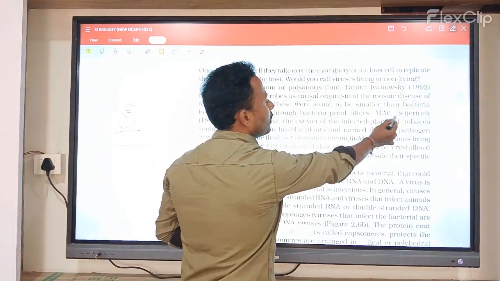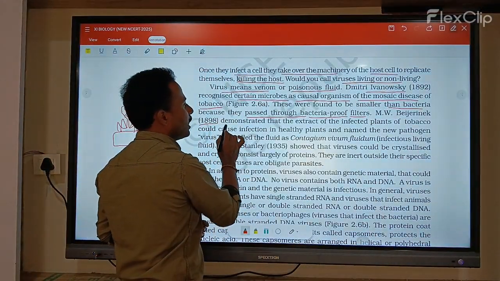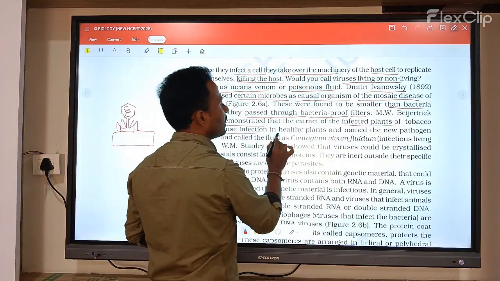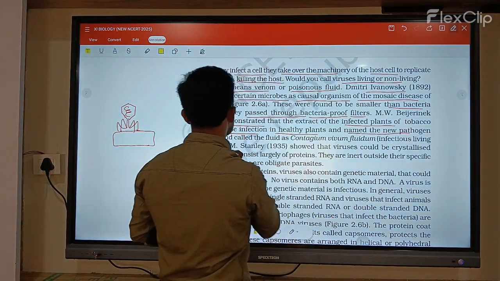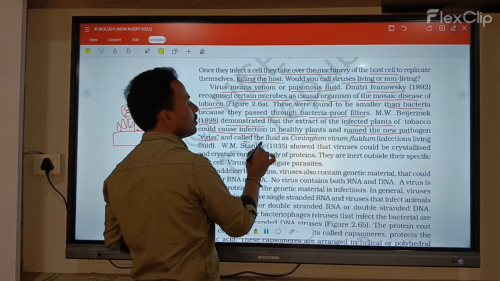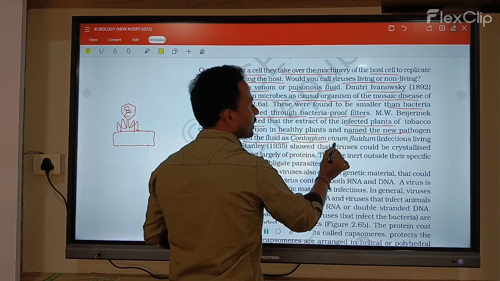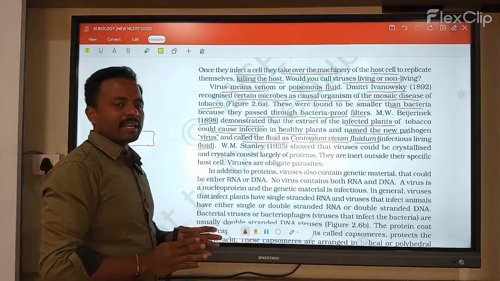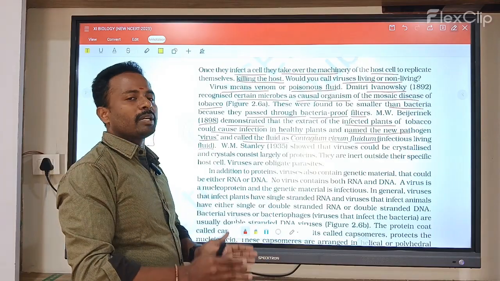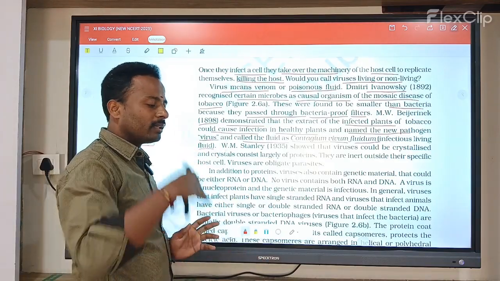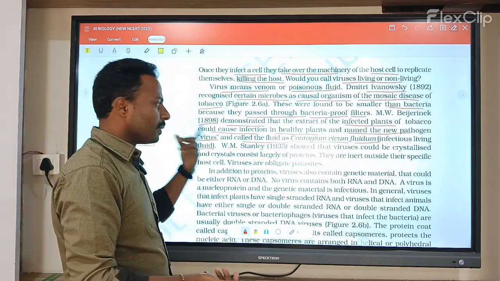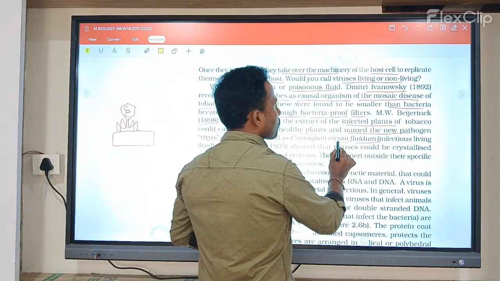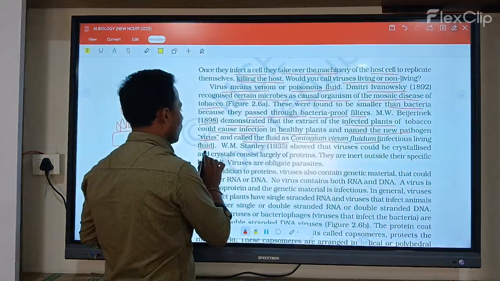After that, M.W. Beijerinck in 1898 demonstrated that extract from infected tobacco plants could cause infection in healthy plants. He named the new pathogen virus, and called it contagium vivum fluidum, an infective living fluid. He noticed that when an infective plant was placed with a non-infected plant, the non-infected plant also got the disease because of a fluid that was released, the contagium vivum fluidum, the infective living fluid.